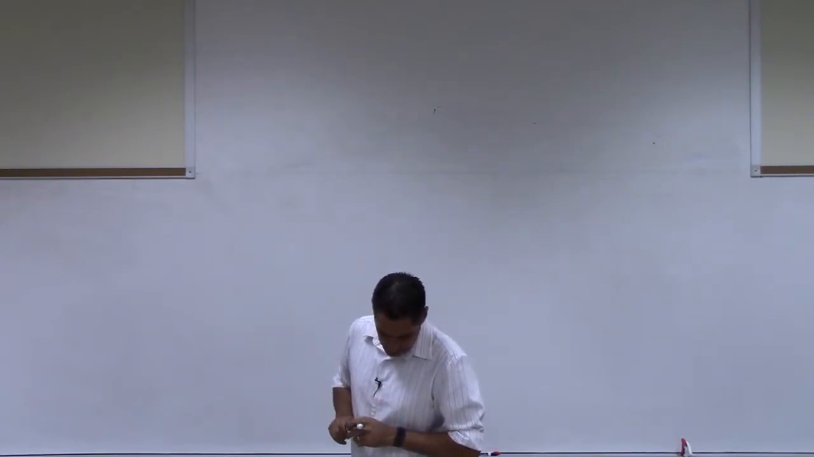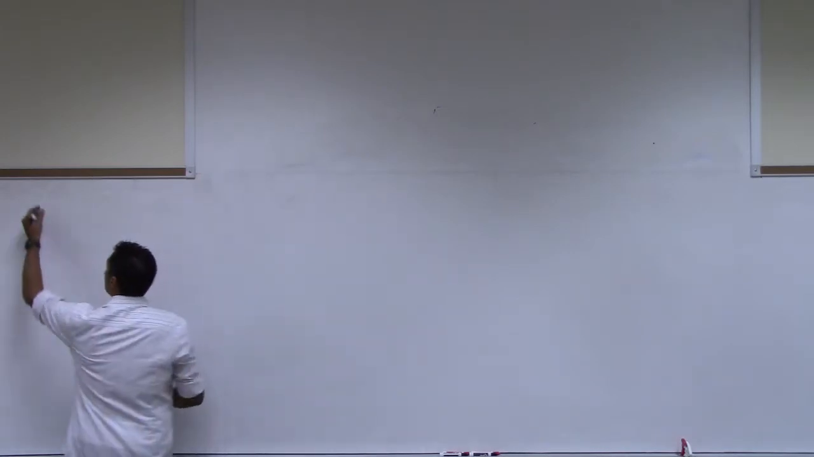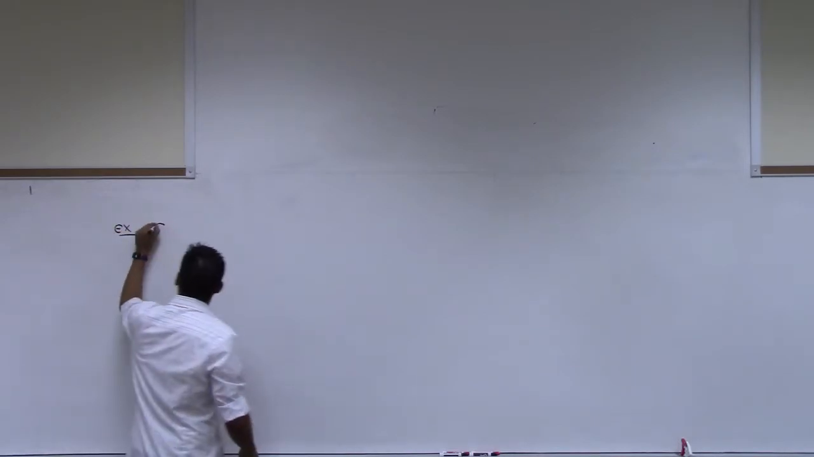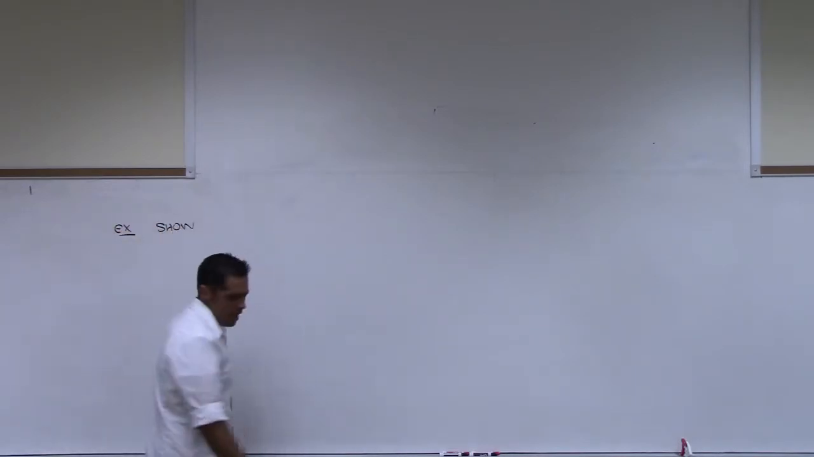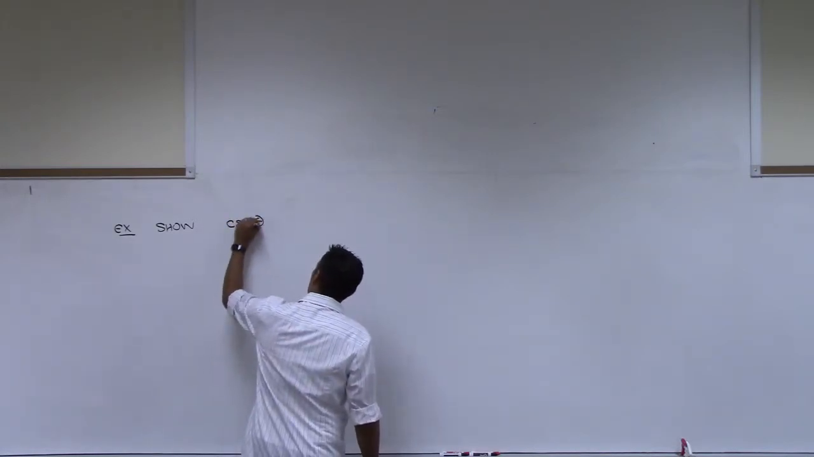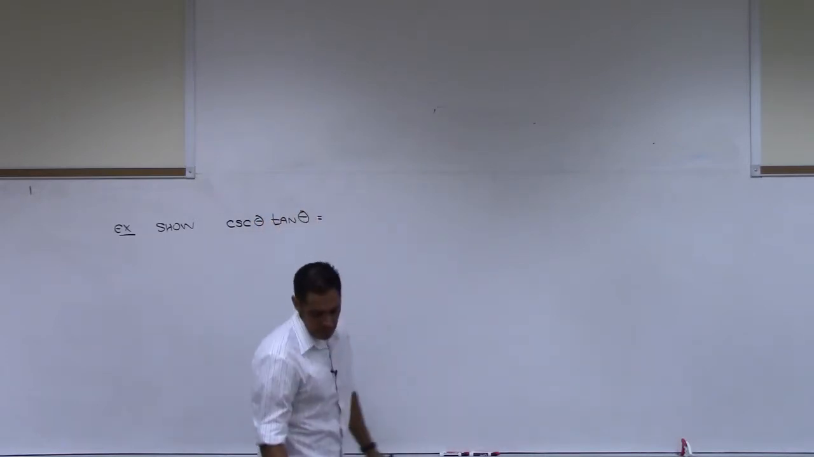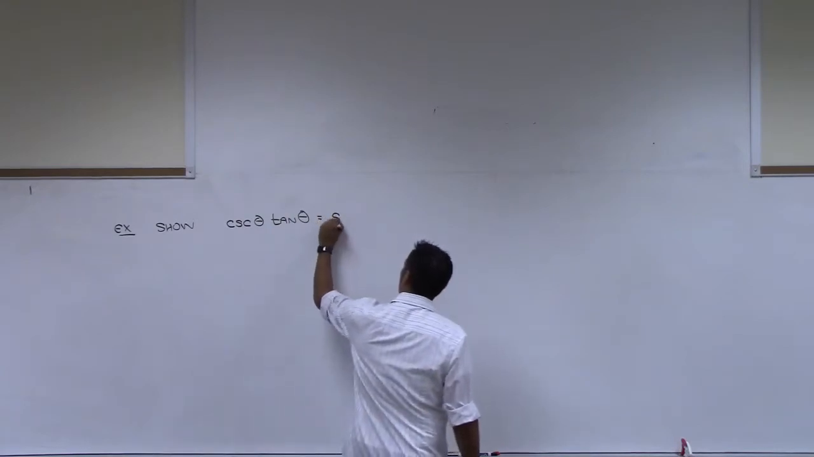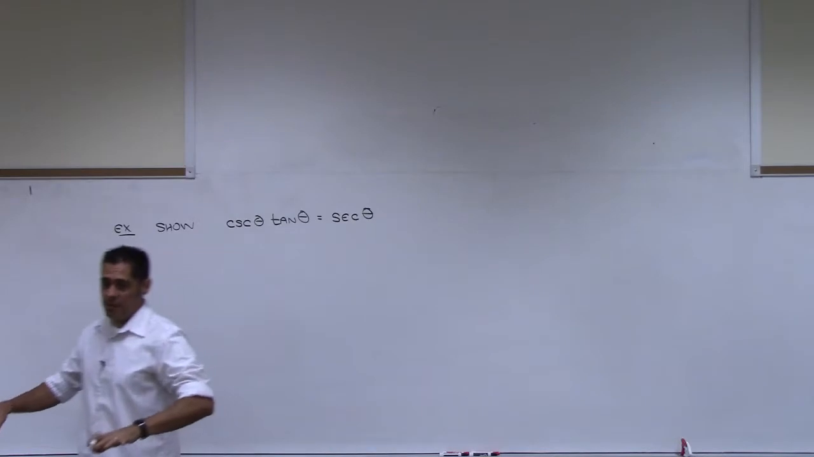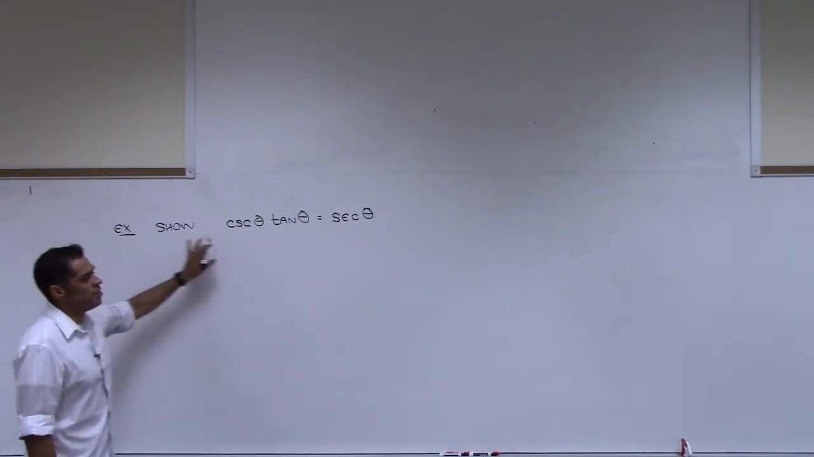And the first example is going to be for us to show that cosecant theta times tangent theta is equal to secant theta. Now, we're going to start off very, very simple. This is a very simple identity. We want to show that this is true.